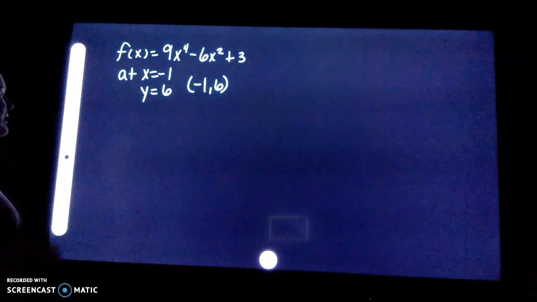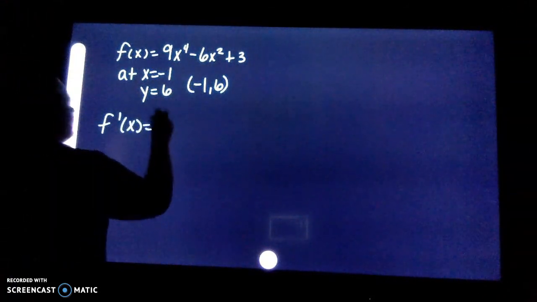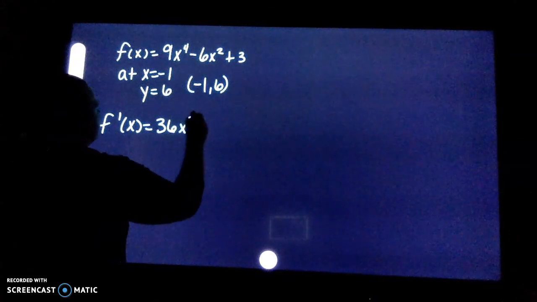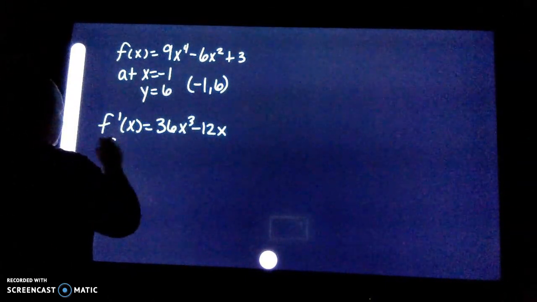Now I need to calculate the slope of my tangent line. So I need the derivative function, which is 36x cubed minus 12x. I'm going to take negative 1 and plug it into that.